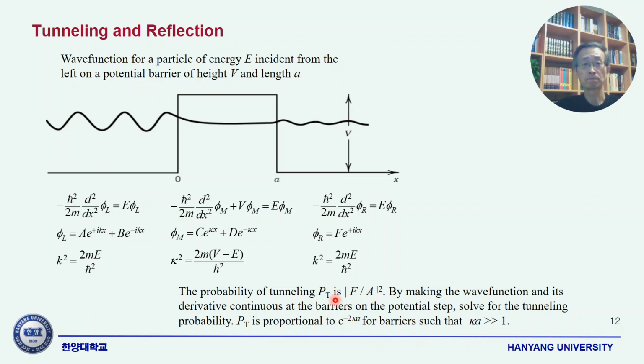Also, the wave functions here, there, and there, phi L on the left hand side, phi M in the middle, and phi R on the right hand side, must all be continuous. That means at x equals 0 and x equals a, their values must be the same.